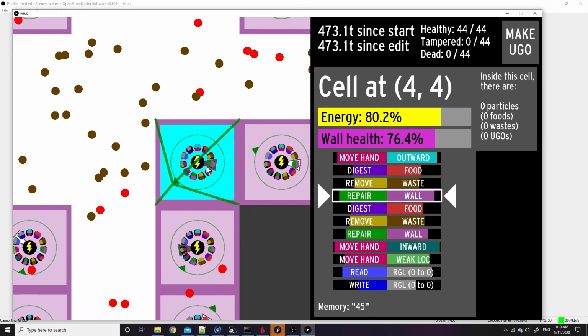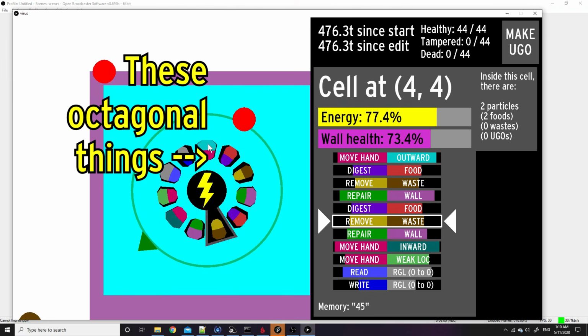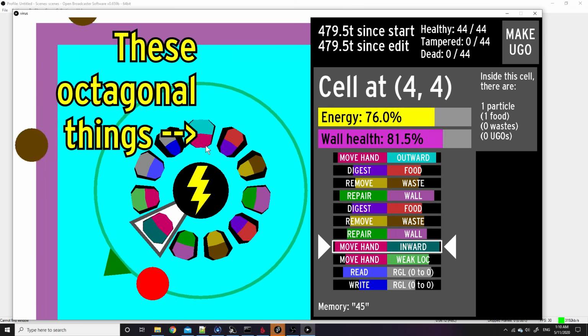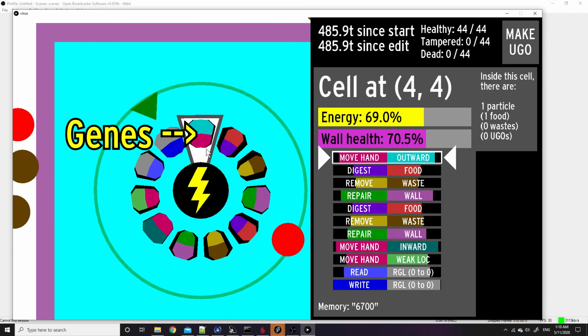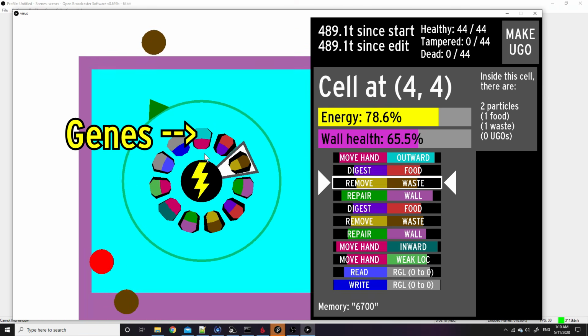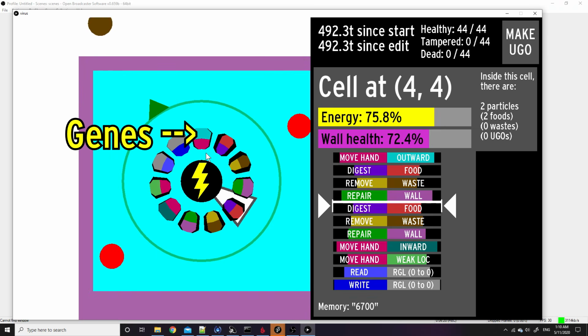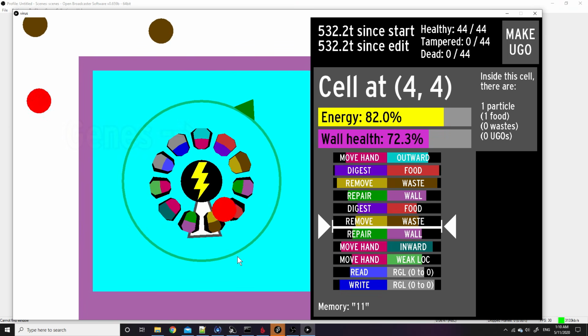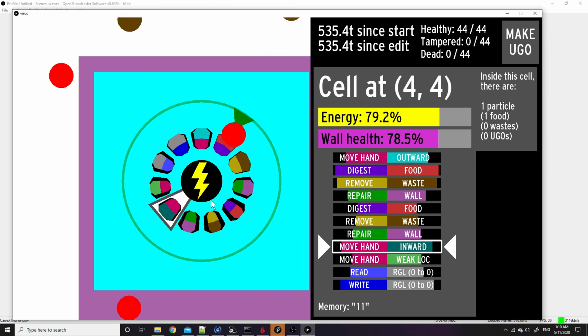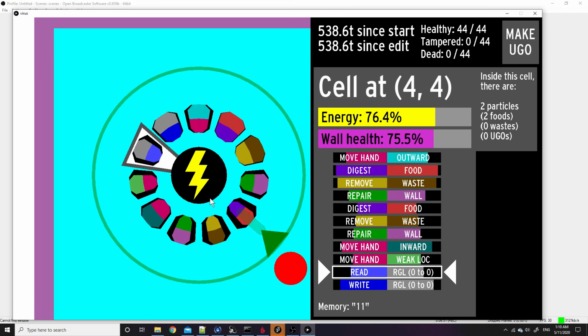Thirdly, quite a few people commented on my video talking about these octagonal things, which I called codons in my last video. Some people suggested I call them genes because each one is able to tell the cell to perform an action, which is more analogous to what genes do in the human body. But again, we're kind of looking at an alien world, and I don't think it matters too much.